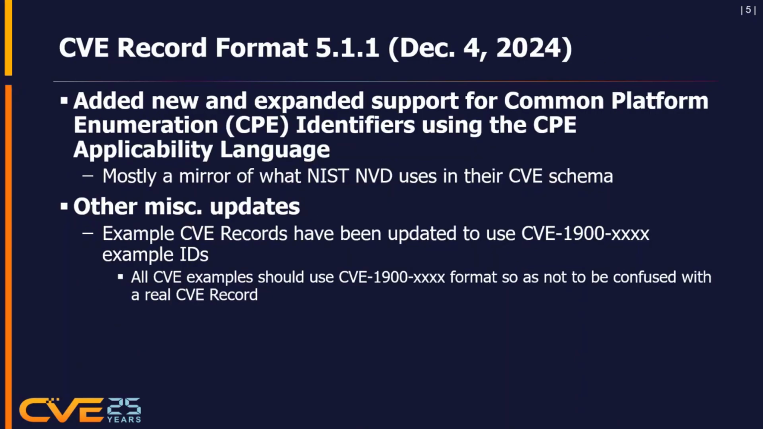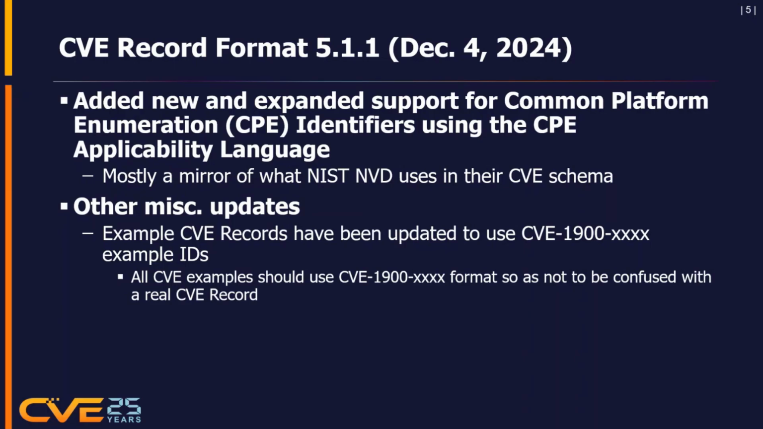Okay, so CVE record format 5.1.1 was released in December of 2024. In that release, we began supporting Common Platform Enumeration identifiers, or as many of you might be familiar, just CPE. Many in the community were seeing a new emerging need for CPE data at that time, and the CVE program updated the record format to include CPEs in 5.1.1.